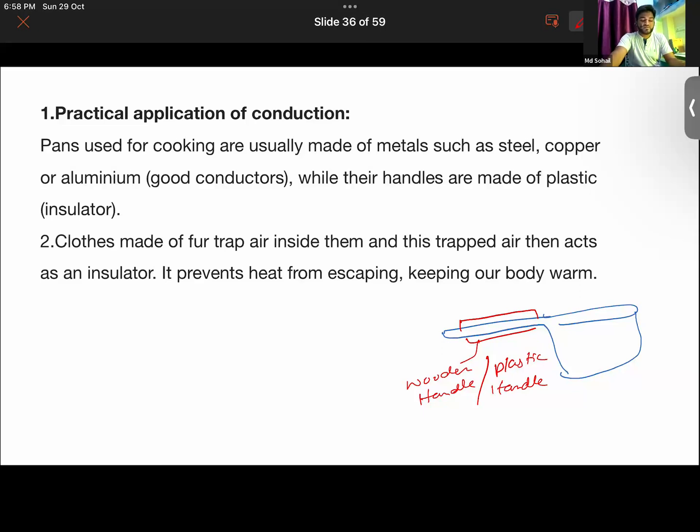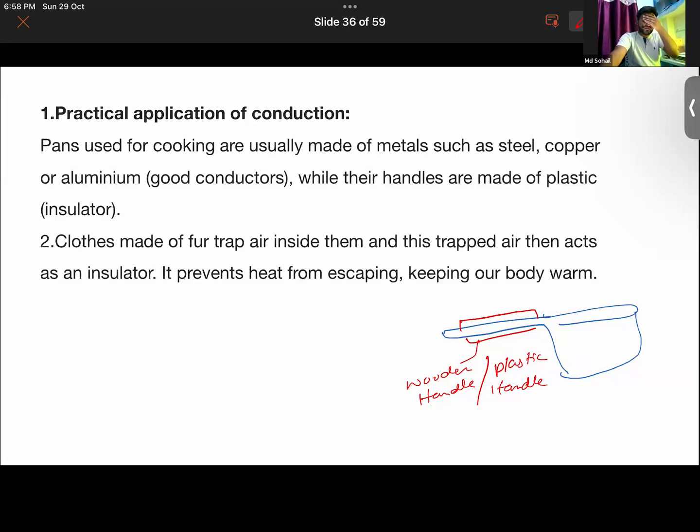Okay, it is for that reason only. And the handle, we don't want to touch the hot part of the utensil. Thereby, the handle is made of wood, either wood is placed over the handle because wood is a bad conductor, or plastic is used. And plastics are also of different types, right?